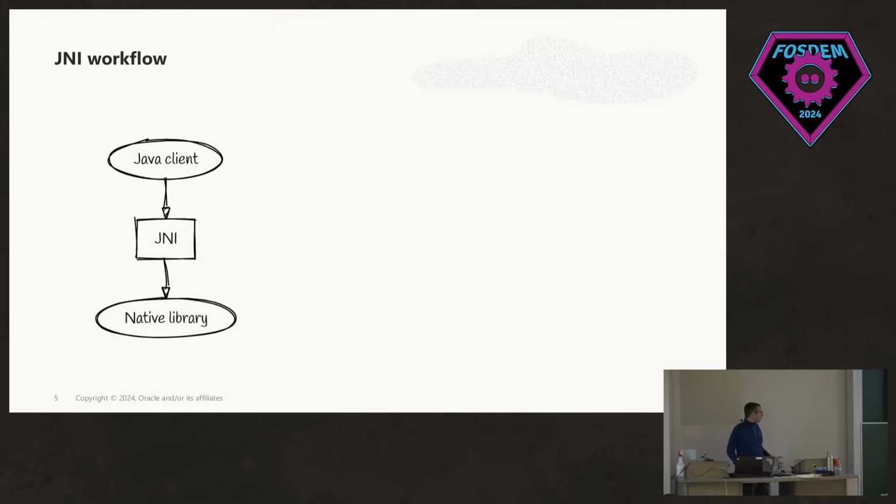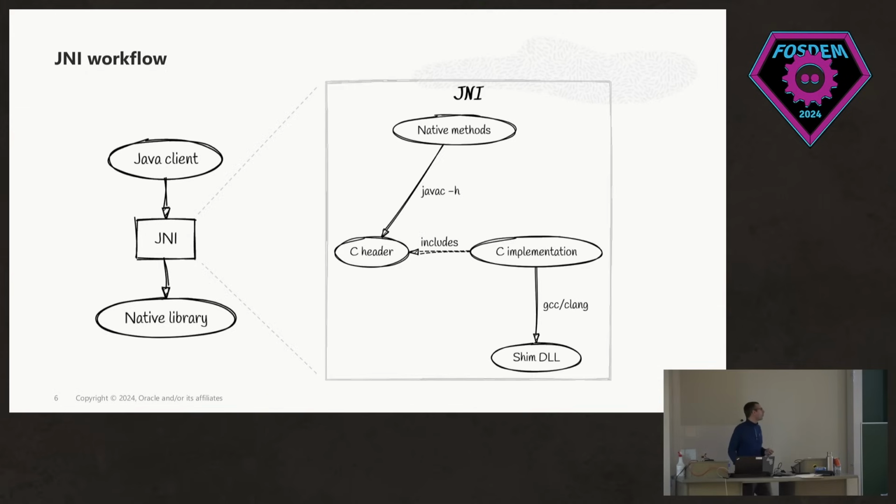So this is what happens when you want to access a native library. You have a client, you have a native library, you have some JNI goop in the middle. What's inside the JNI goop? Well, a little bit of everything. There are some native method declarations in the Java code.